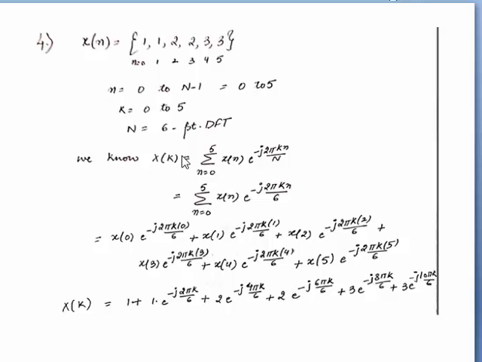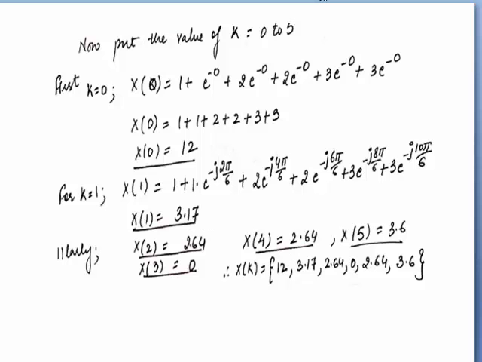Now we also know k is equal to 0 to 5, so you can put the values of k equal to 0 to 5 and find out the values of X of 0 to X of 5. So first put k equal to 0 in the last equation. If we put k equal to 0, the equation becomes X of 0 is equal to 1 plus e raised to power minus 0, plus 2 into e raised to power minus 0, and so on. Now we know e raised to power minus 0 is 1, so X of 0 is equal to 12.